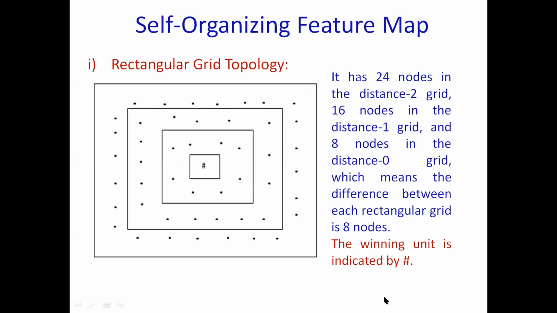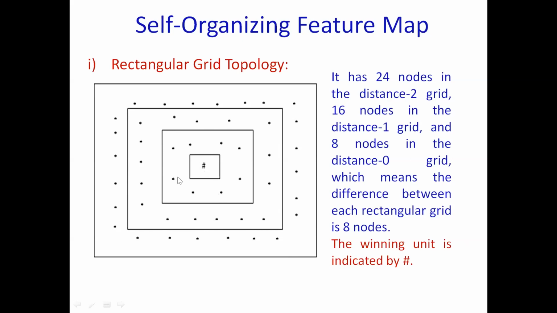Coming to the rectangular grid topology, you can see that in the outer box there are 24 nodes. In this particular rectangle, or rectangular grid, only 60 nodes are there. Obviously, there are 8 nodes in the distance 0 grid. And this is the winning unit, which is indicated by hash.